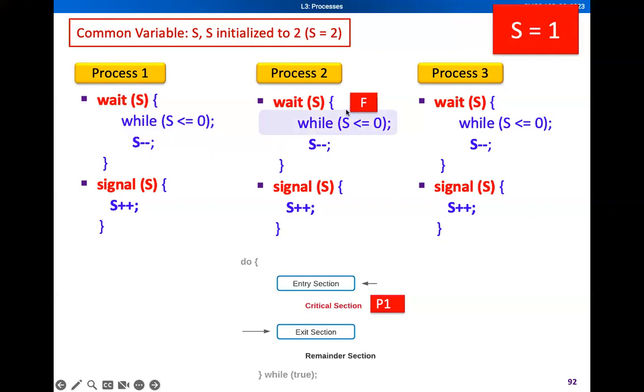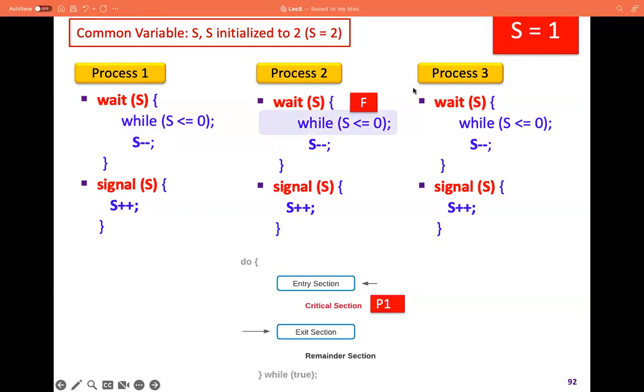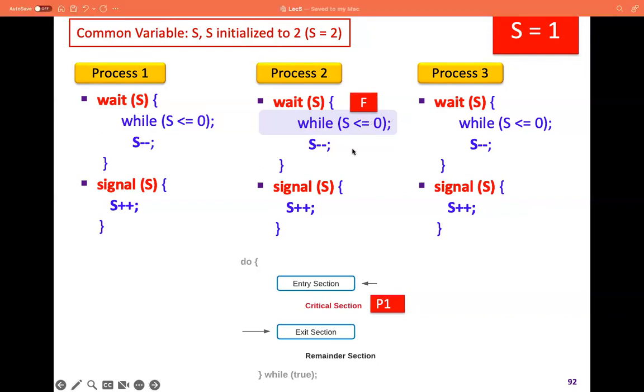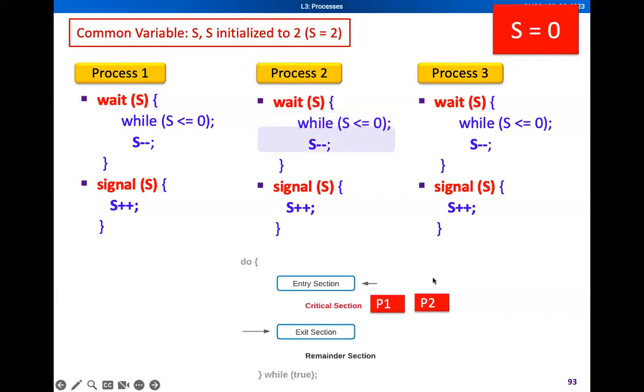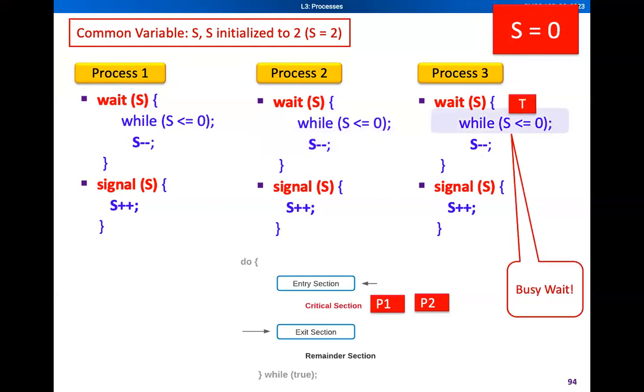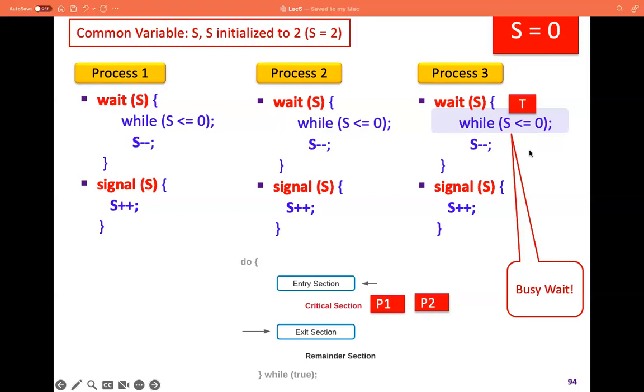Okay, so now process 2 also wants to enter its critical section. We have an available resource equal to 1, and 1 is not less than or equal to 0. So this is false, and it breaks out of the loop. That means that process 2 can also enter its critical section. Since P2 is in its critical section and using the shared resource, we also decrement S by 1.